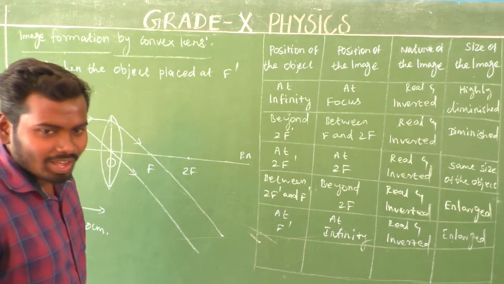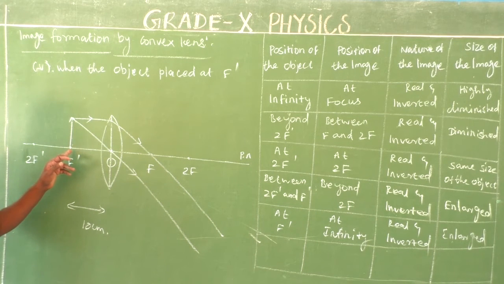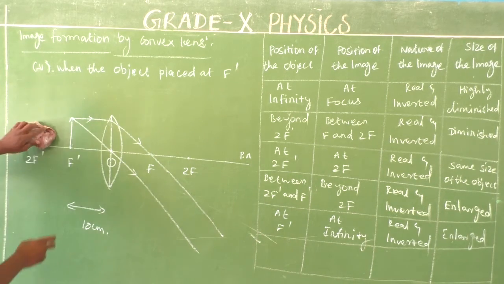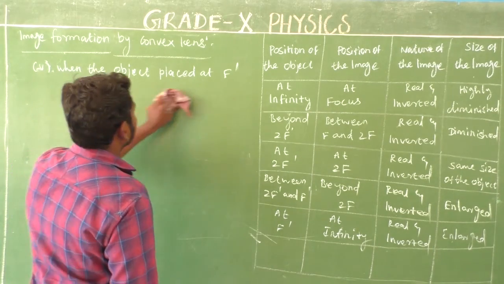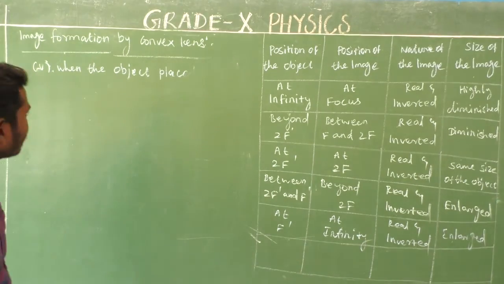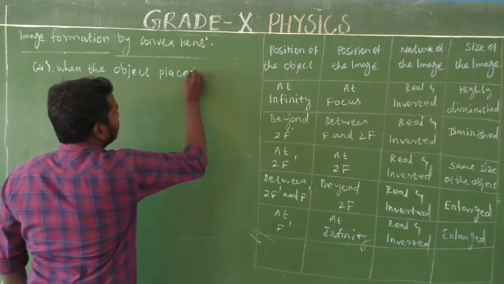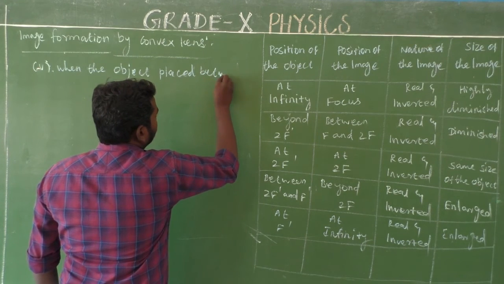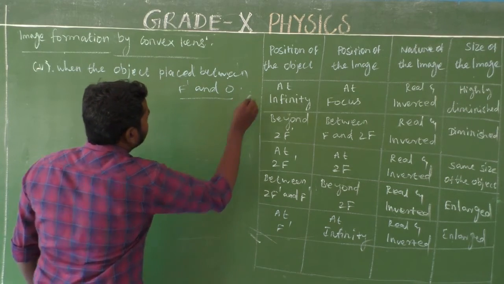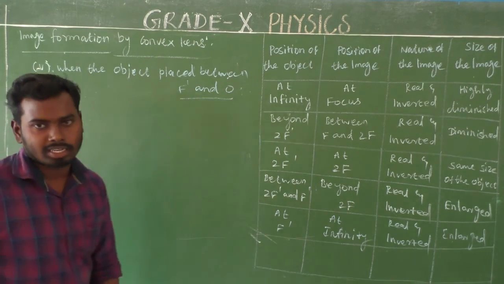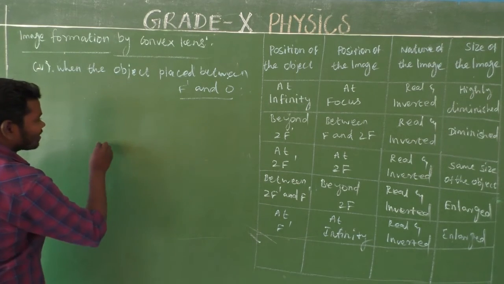Yes. Next we are going to place the object between O and F dash, which means between the optical center and the focus. Look here what happens. So last one, what is that? When the object is placed between F dash and O, which means between focus and optical center. Is it clear? Yes.